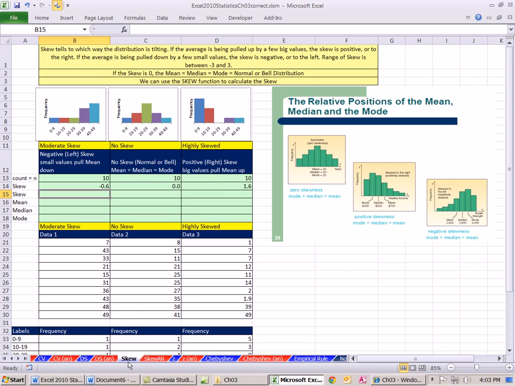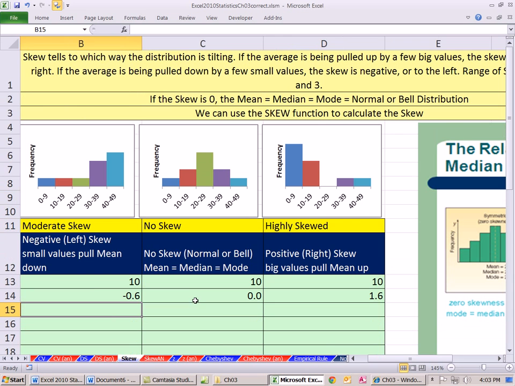I'm all the way back on the sheet Skew, and we have to talk about skew, a numerical skew. Last chapter, we talked a lot about skew, in the context of looking at a frequency distribution. Skew this direction means to the left, there's a few small values pulling the mean down. This is no skew, perfectly bell-shaped. And this one means there's a few big values pulling the mean up.